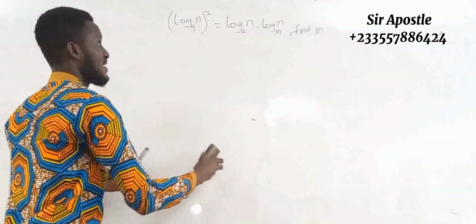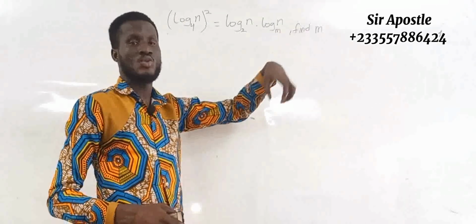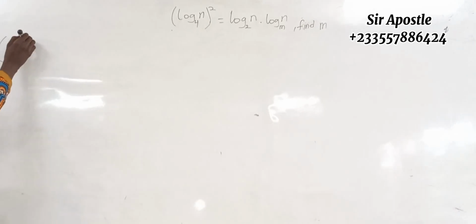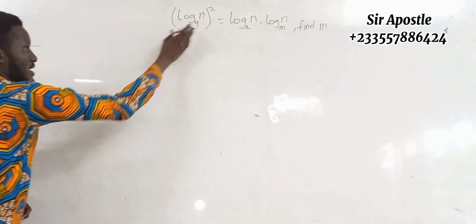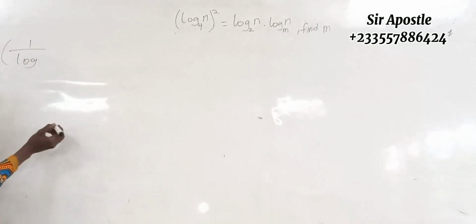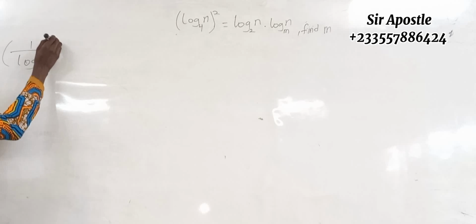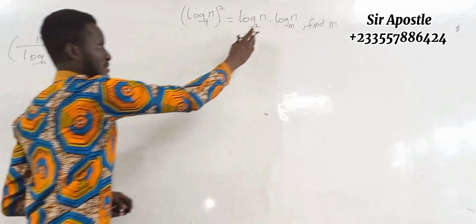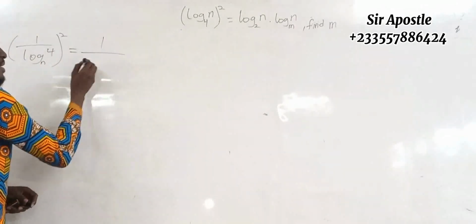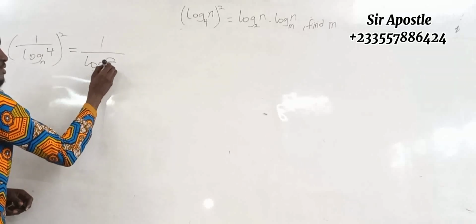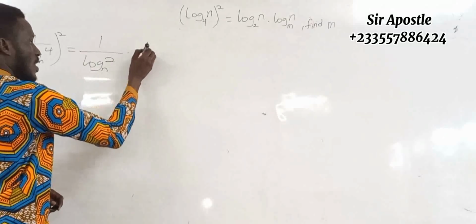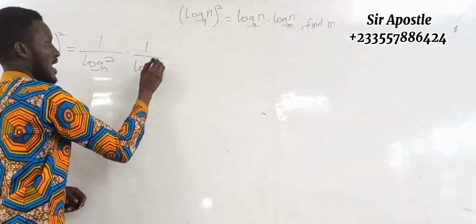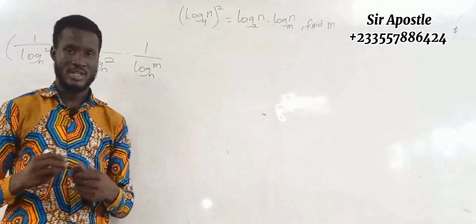So I can start by interchanging the base. I want to change all the bases to base n. Let's start with the first one: 1 over, so let me change the base here. We're going to have log 4 with base n, all squared. Then 1 over, I'll finish changing the base. Looking at this one, I'm going to change the base to n, so it becomes 1 divided by log 2 base n. Now multiplying 1 divided by, let me change the base of this one too, so we get log m base n. I hope it's very simple.